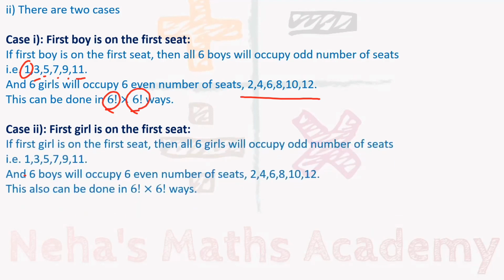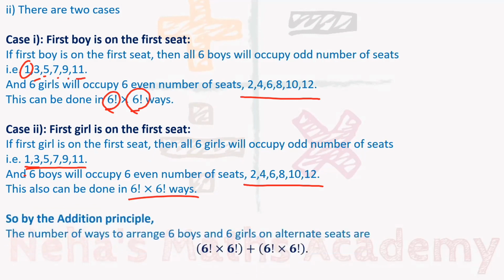And for the second case, same, girls will occupy odd number of places and boys will occupy even number of places. So this can also be done in 6 factorial into 6 factorial ways. So by addition principle, if we add these two cases, total number of ways to arrange 6 boys and 6 girls on alternate seats are 6 factorial into 6 factorial plus 6 factorial into 6 factorial. That is equal to 2 into 6 factorial into 6 factorial.